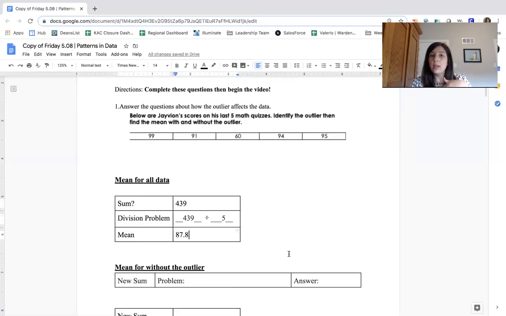Now I want to figure out, maybe his teacher's super awesome like Mr. Maganat, and maybe he'll drop that lowest grade because it was an off day for some reason. So I want to figure out what the mean is without the outlier.